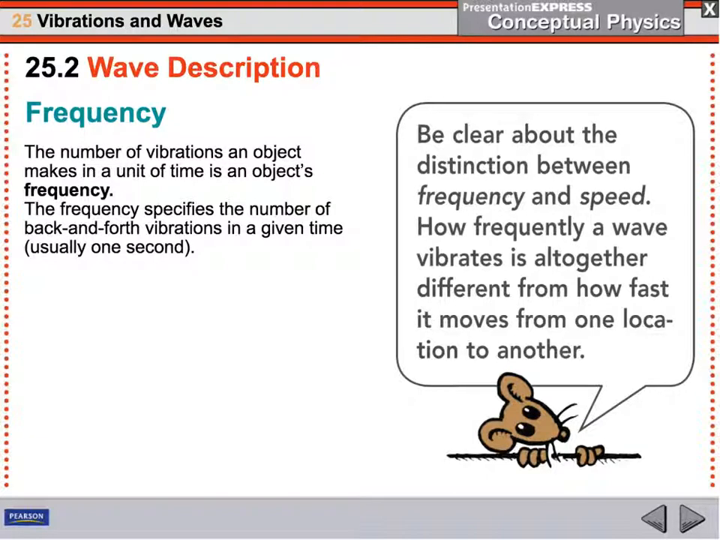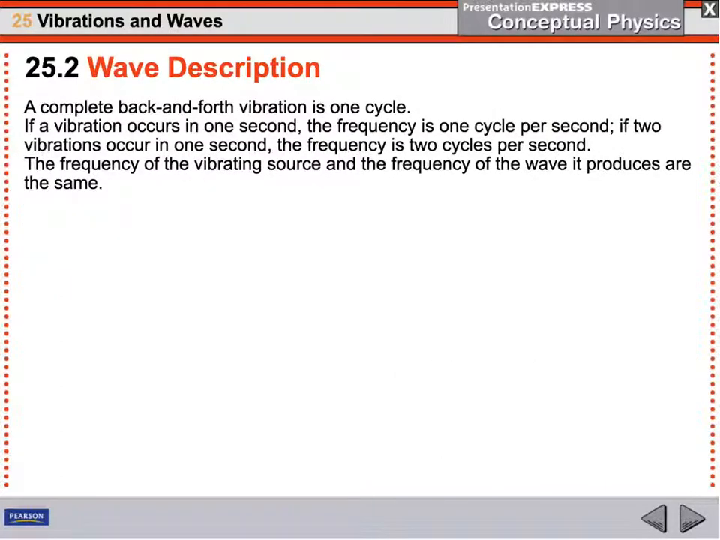The number of vibrations an object makes in a unit of time is its frequency. The frequency specifies the number of back and forth vibrations in a given set of time. Usually we measure this in seconds. Frequency is measured in hertz. A complete back and forth vibration is one cycle. If a vibration occurs in 1 second, the frequency is 1 cycle per second. If two vibrations occur in 1 second, the frequency is 2 cycles per second. The frequency of the vibrating source and the frequency of the wave it produces are the same.